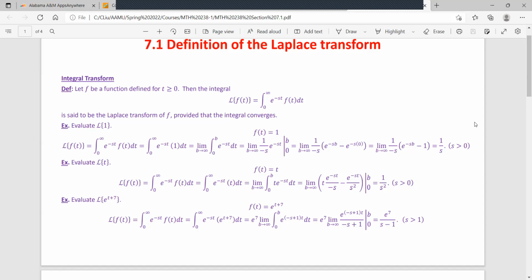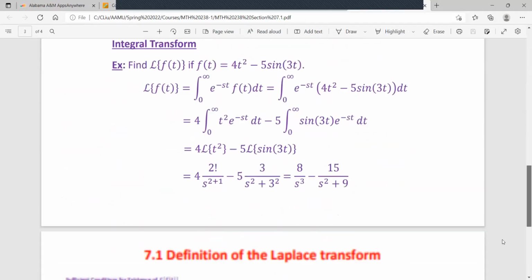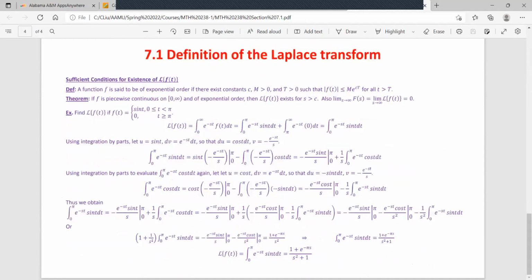So you can only define the Laplace transform on these values of s. All right. Okay, so this is the theorem about the sufficient conditions for the existence of the Laplace transform.